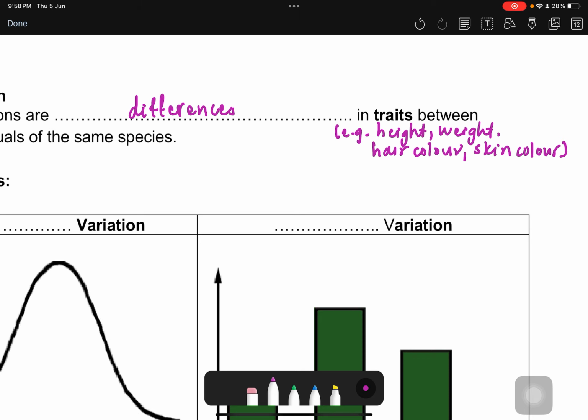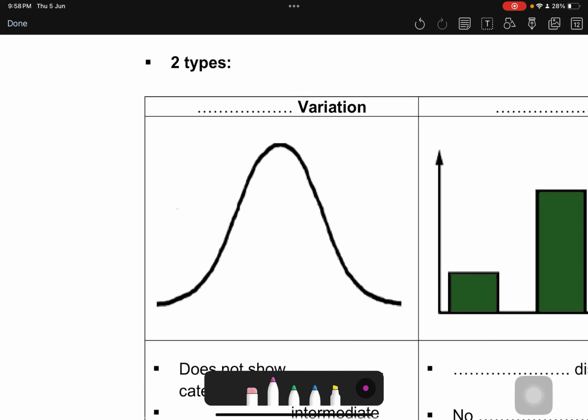So let me first dive into continuous variation, as you can see on the left. One good example of continuous variation is height. Why would I say so? If I were to put all 1,300 over students in our school and arrange them according to height, and I plot a graph to show how many students of each height, this would be the graph that I will get as seen over here.